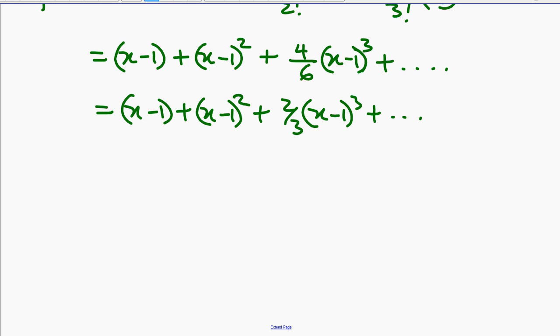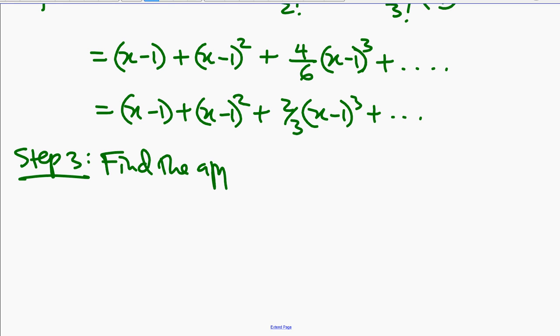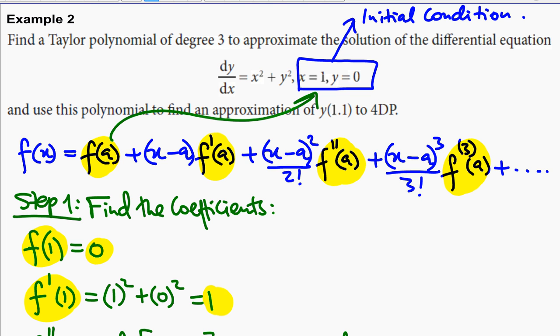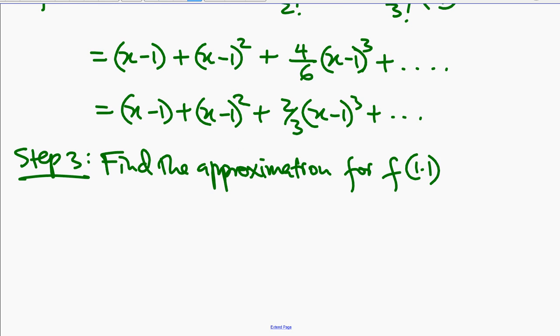All right. So step 3, what was step 3? Yeah, step 3. Step 3, find the approximation for f of 1.1, because I think they've asked us to find y of 1.1. Actually, let me write it as y of 1.1.